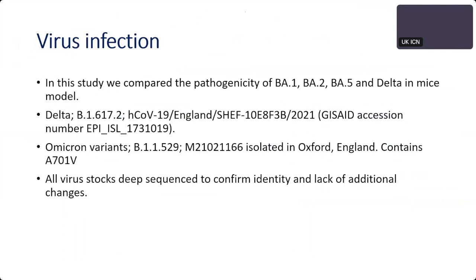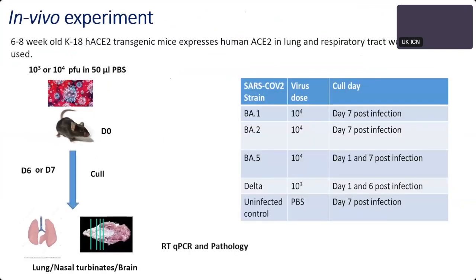For my study, we used BA.1, BA.2, BA.5, and Delta in a mouse model. We got these viruses from Wendy Barclay's lab, and we sequenced them to confirm any additional changes in the genetic code. This is a brief outline of my in vivo experiment. We used 6 to 8 week old K18 transgenic mice. These mice have ACE2 receptors in their lungs and respiratory tract. We infected mice with 10^3 or 10^4 PFU of virus in 50 microliters of PBS.